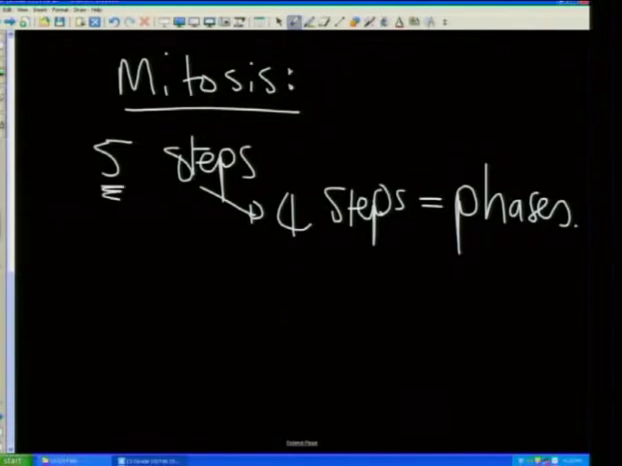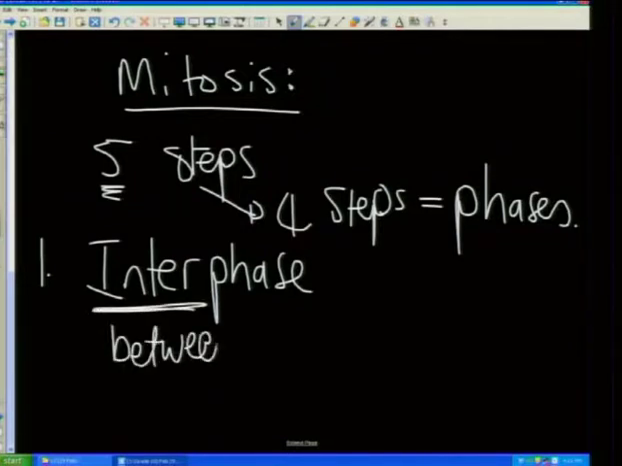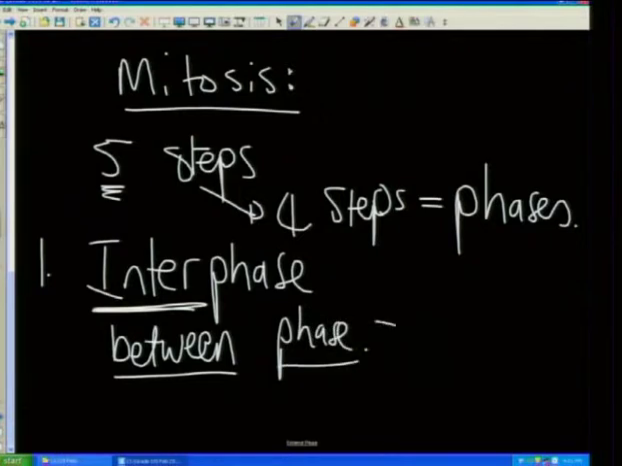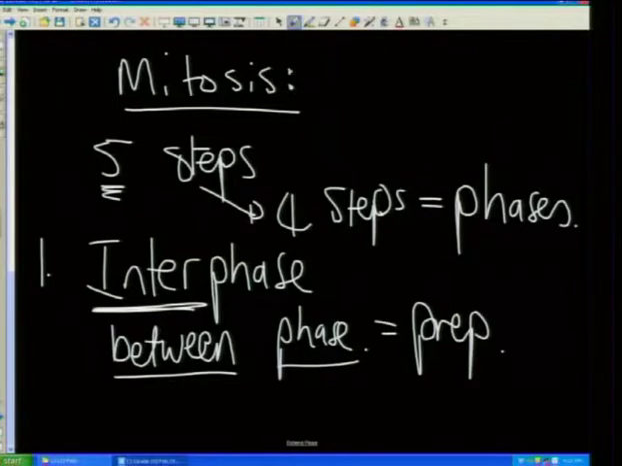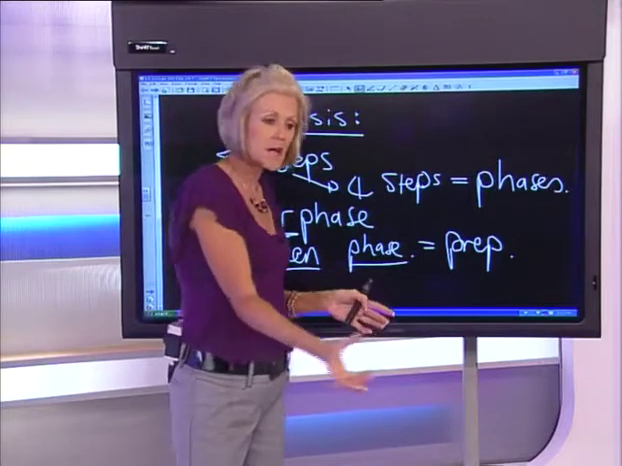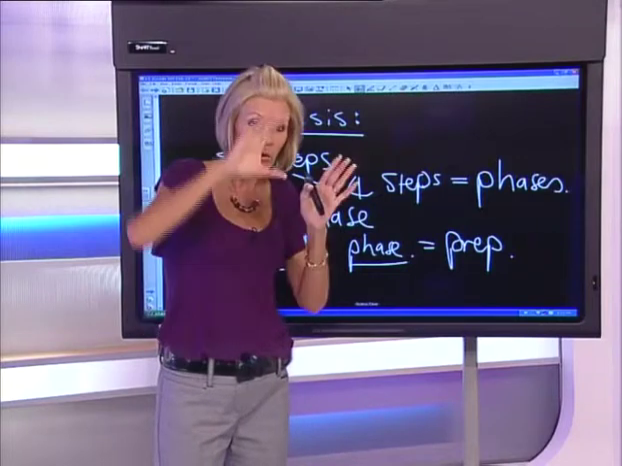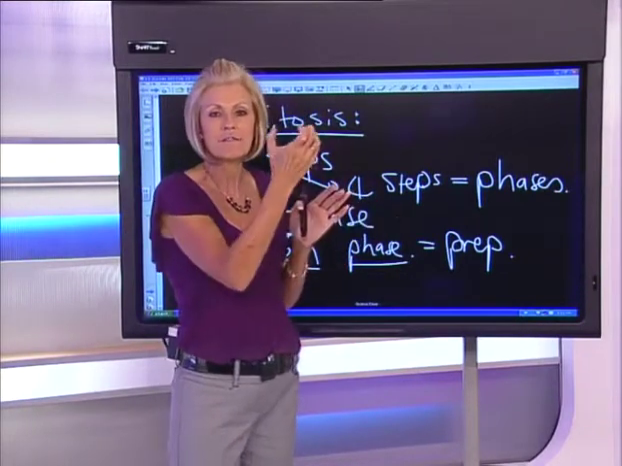Because the first step is interphase, which is step 1. And inter, you know, means between. So it literally tells you it is the between phase. So it's the phase where all the preparation takes place. And that was that whole G1 and the S, and we go to G2, and then we have mitosis happening. So all of that we say is interphase.